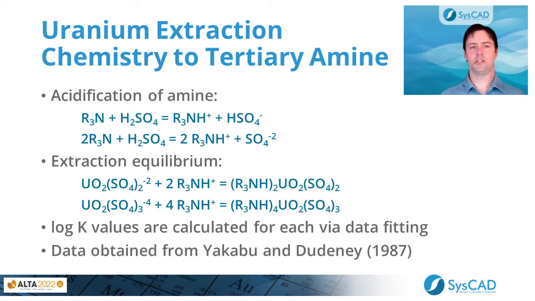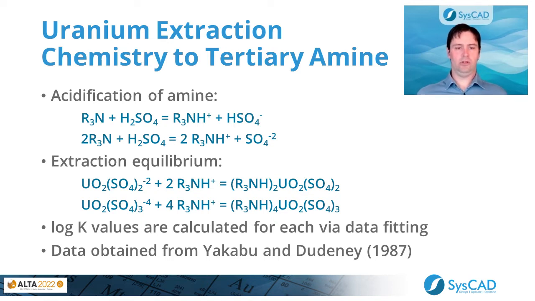So this is the uranium extraction chemistry to the tertiary amine. There's a number of reactions here. I won't go into them in detail, but it basically involves two steps. First of all, you need to acidify the amine. Think of acid like the glue. So you have to acidify it so that it becomes positively charged and therefore it can react with anions.